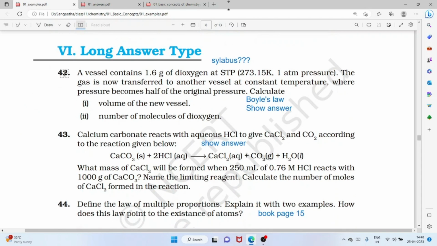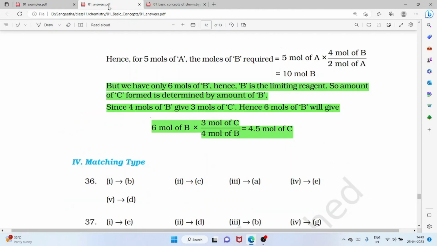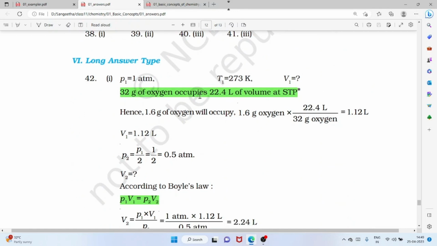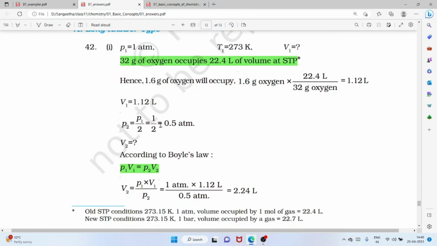Long answer types. So this is using Boyle's law, but that law is not there in the book. But anyway, you can go through the answer 42. They are given P1 V1 equal to P2 V2. How to find all those things?